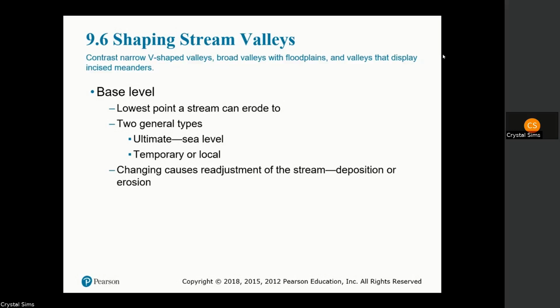Now we can have two different types of stream valleys. We can have broad valleys and V-shaped valleys. Alluvial channels often flow in valleys that have wide valley floors, and bedrock channels, on the other hand, will have the V-shaped valleys.